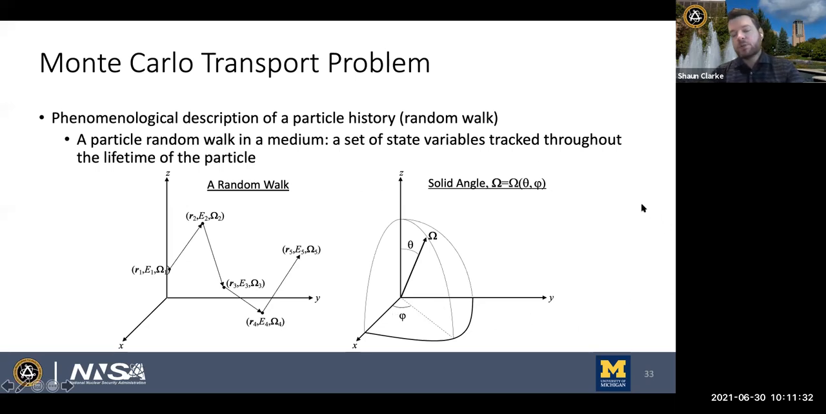The other definition, which I'm sure most of you are familiar with, is this idea of solid angle. We're going to use the variable omega, the bolded omega here, to be a direction vector, which is a function of two other variables, azimuthal and polar angle, theta and phi. So when we say omega here, we're going to be talking about a direction for the purposes of today's discussion.